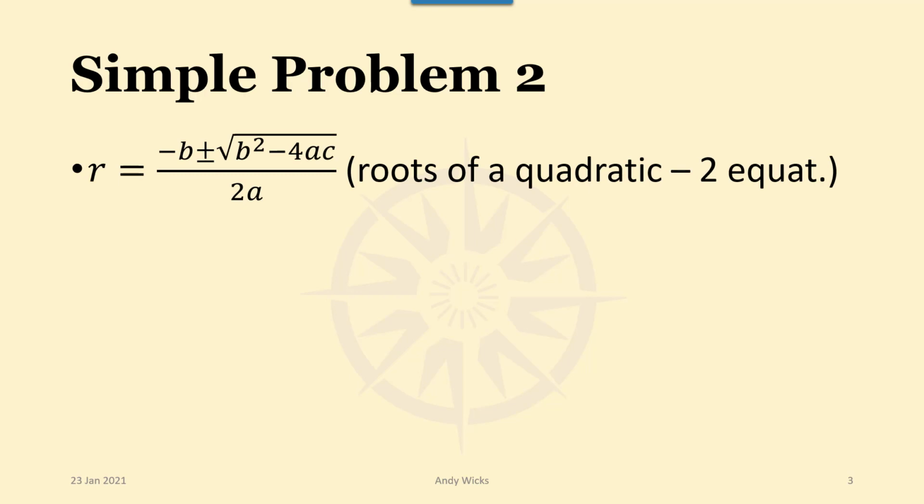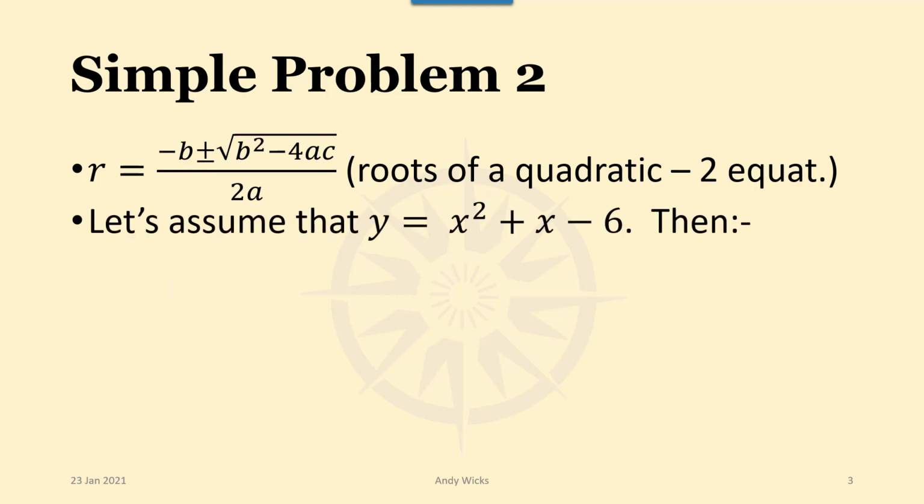Now the first thing to notice here is that this equation isn't one equation, but two. That plus or minus means that we've got the minus b plus the rest and the minus b minus the rest. So this isn't really one equation, it's two.